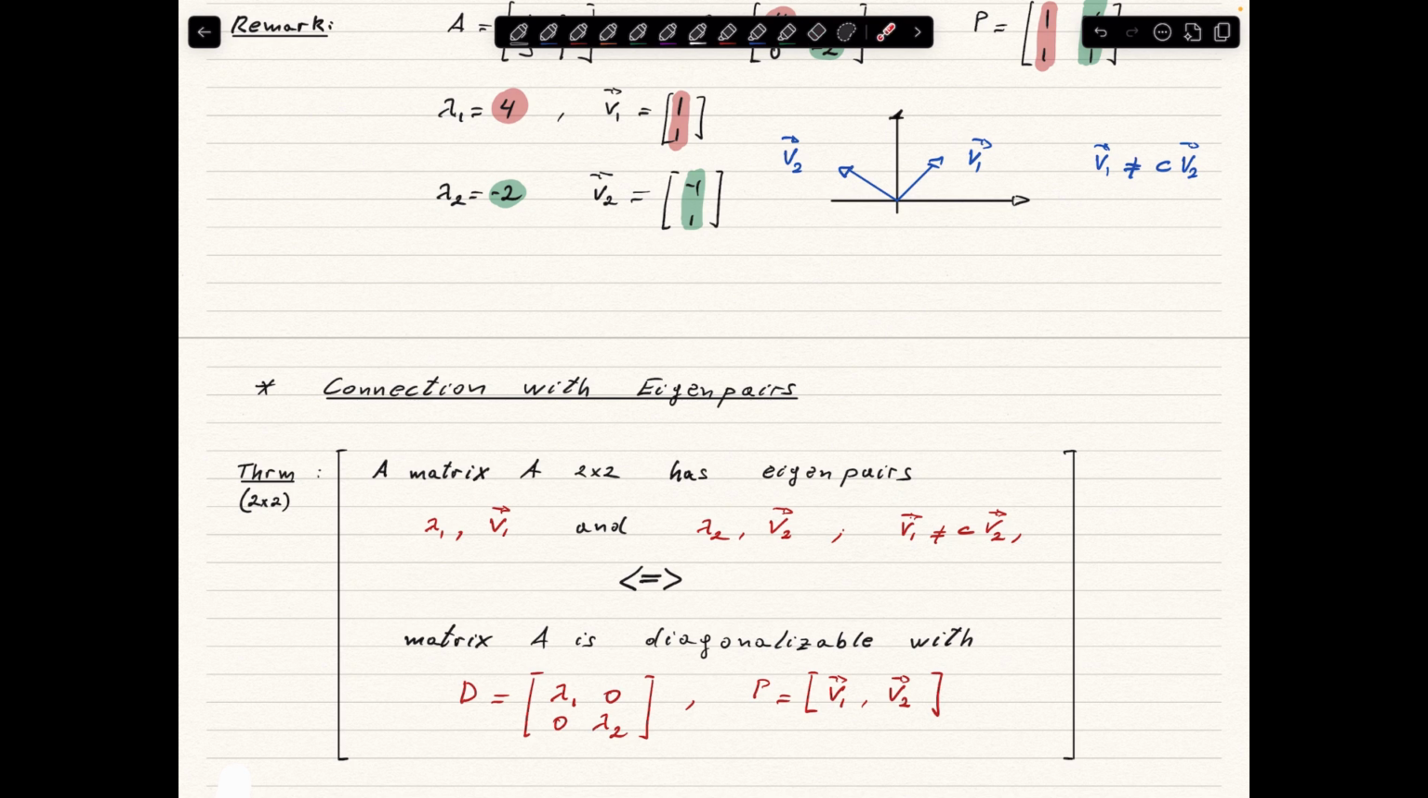This happens if and only if matrix A is diagonalizable, and then matrix D, the diagonal matrix, has the eigenvalues on the diagonal, and matrix P has the eigenvectors in the same order. If you have lambda 1 in the first component of the diagonal matrix, v1 has to be in the first column of the matrix P, because they are a pair, and the other pair in the second position of the two matrices. We are going to prove that this is an if and only if.